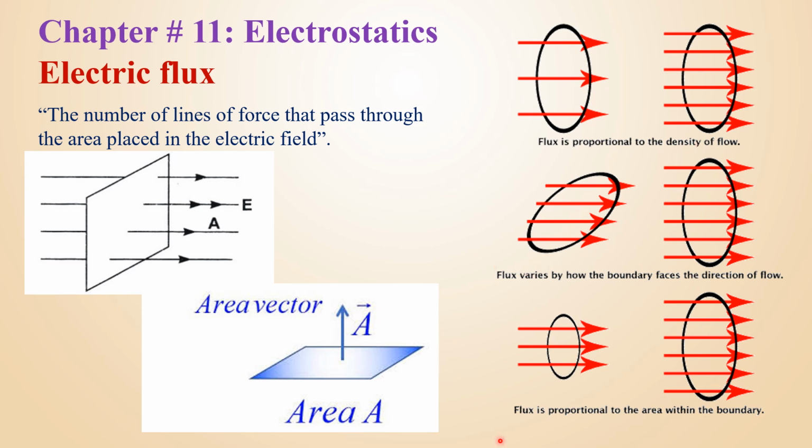Flux is proportional to the area within the boundary. Here, due to small area, only 3 electric field lines are passing through it. And here, due to greater area, 6 electric field lines are passing through it. Remember that we have taken the vector area normal to the surface of the plane.